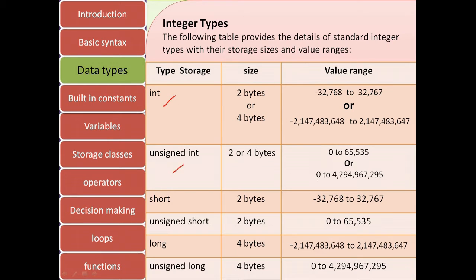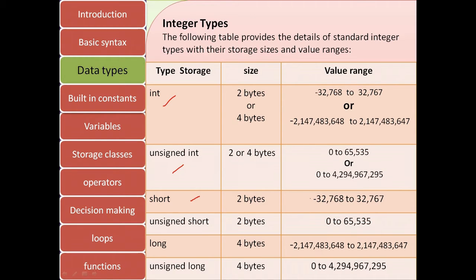The next one is unsigned int. As we have already seen, unsigned int can only take positive values. So its range will be from 0 to 65,535 for 2 bytes and 0 to 4,294,967,295 for 4 bytes. And the next integer type is short int.